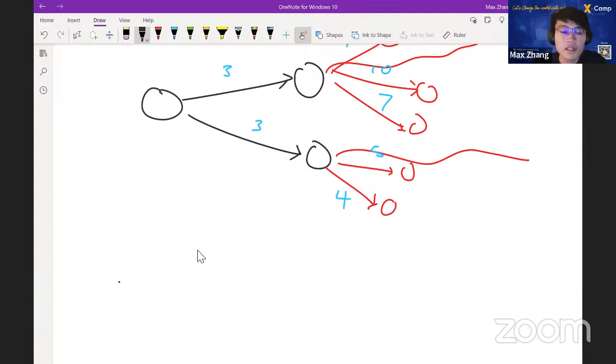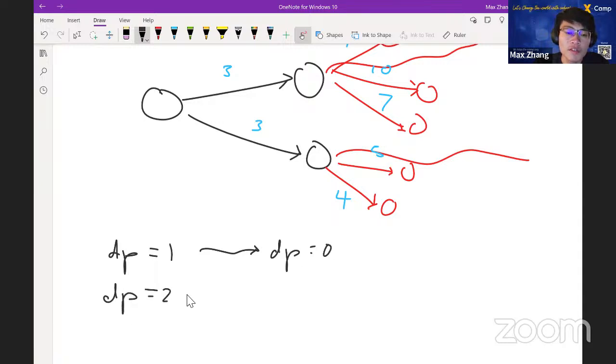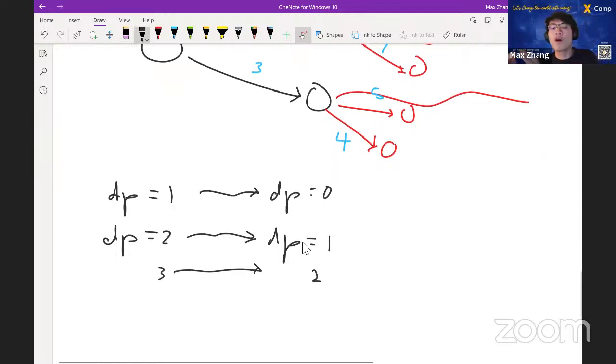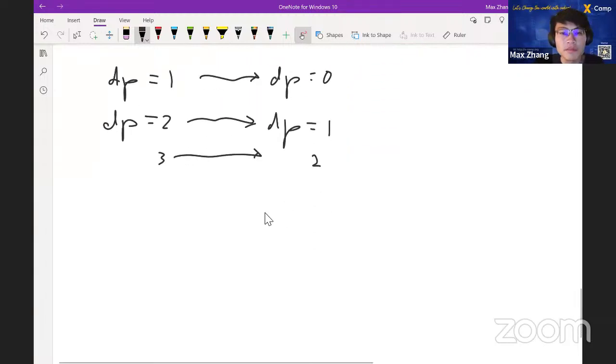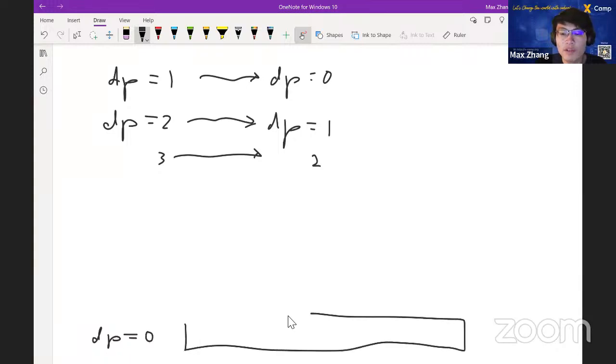Here's the idea. Anything with a DP value of 1 is going to transition from something with a DP value of 0. Anything with a DP value of 2 is going to transition from something with a DP value of 1. Something with 3 is going to transition off of something with 2, and so on and so forth. And so this motivates processing the vertices in increasing order, in layers depending on the DP value. So base case, when DP is equal to 0, that's pretty straightforward. Any vertices with DP equals 0, their lexicographically minimum path will just have sum of 0.